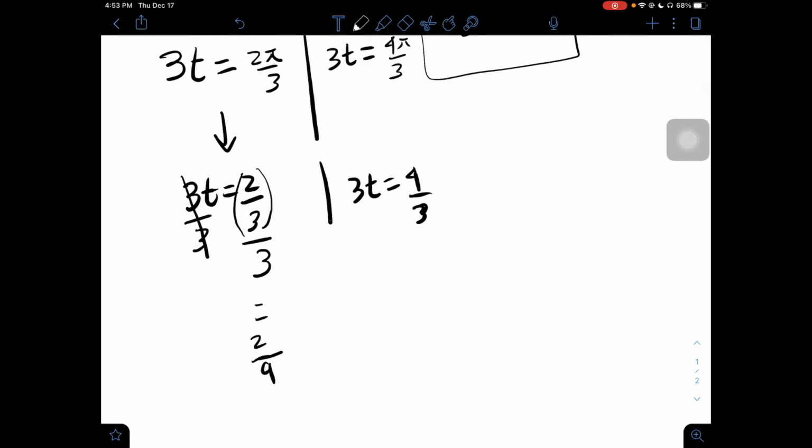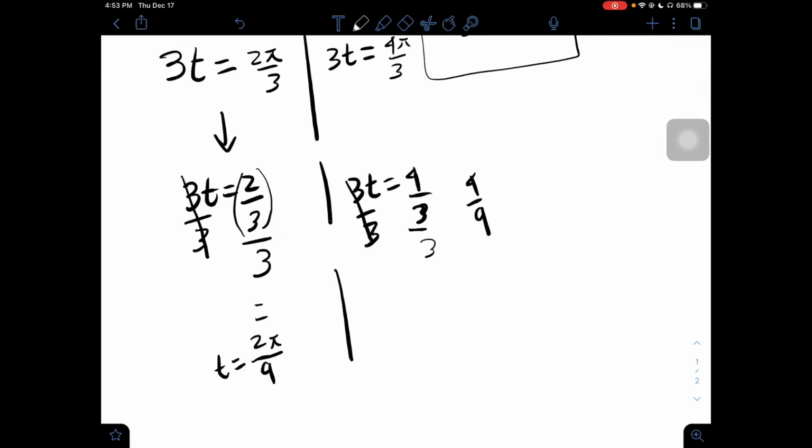So our answer to B is, increasing from interval 1, negative infinity to 2 pi over 9. So we know that one of our answers is t equals 2 pi over 9. We know that it's increasing from negative infinity to 2 pi over 9. Then we're going to do the same thing for 3t equals 4 pi over 3. Divide both sides by 3. 4 pi over 3 divided by 3 gives us 4 pi over 9. It's increasing from interval 3, which is 4 pi over 9 to infinity.